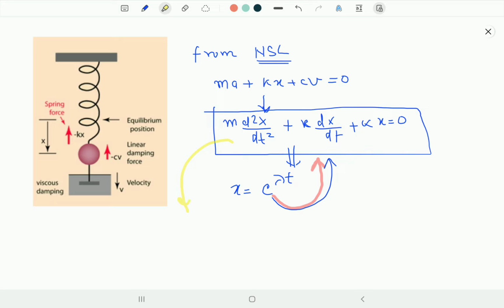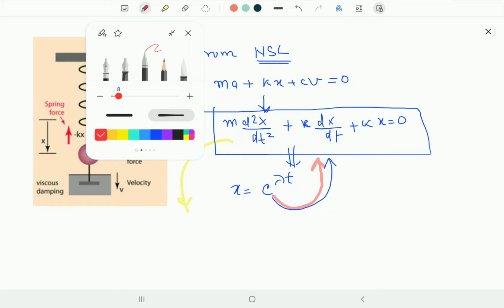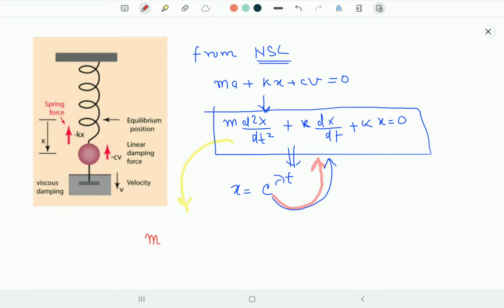So here first we will be substituting it. Differentiating it two times, we'll get m d2x by dt square. So e to the power lambda t derivative taken with respect to t is lambda e to the power lambda t, so m lambda square plus c lambda plus k is equal to 0. Now because e to the power lambda t would get cancelled and k would be remaining, so this is called the auxiliary equation.